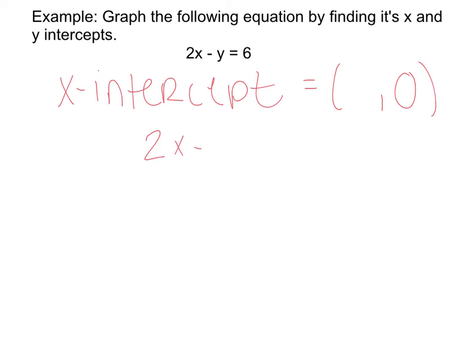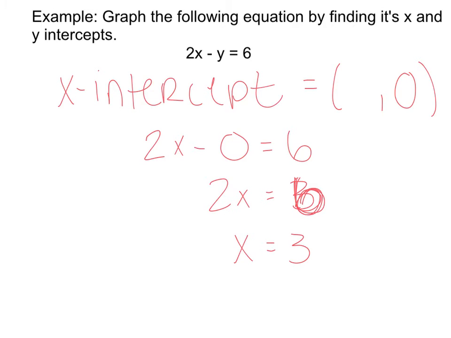So 2x minus 0 is equal to 6. I add 0 to both sides. Oops, step ahead. I end up with 6. When you divide both sides by 2, that's when you get that x is equal to 3. So the x-intercept for this equation is 3, 0.